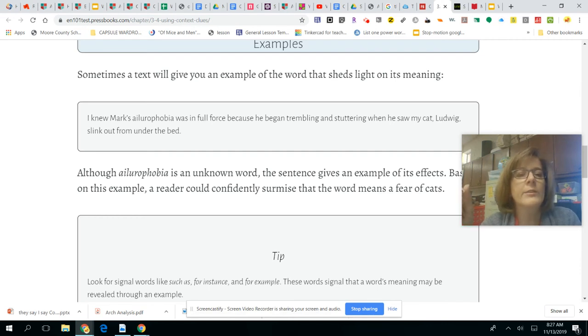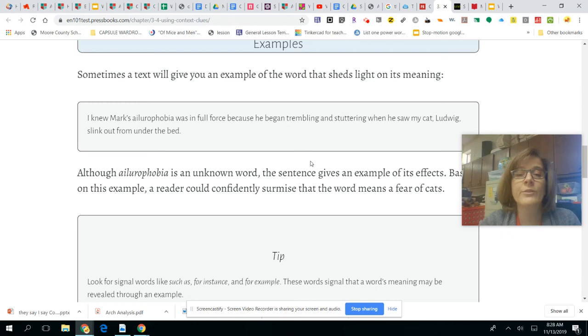All right, so here's the sample. Sometimes the text actually gives you an example of what that unknown word means. I knew Mark's ailurophobia. Now, hand to God, I can't tell you what that word means, but I can figure it out in the sentence. His ailurophobia was in full force because he began trembling and stuttering when he saw my cat, Ludwig, slink out from under the bed.